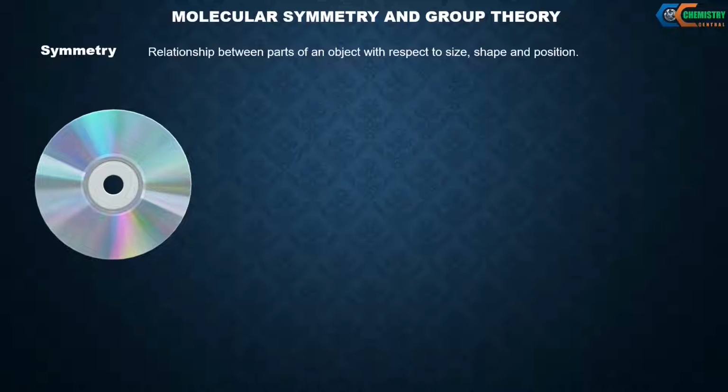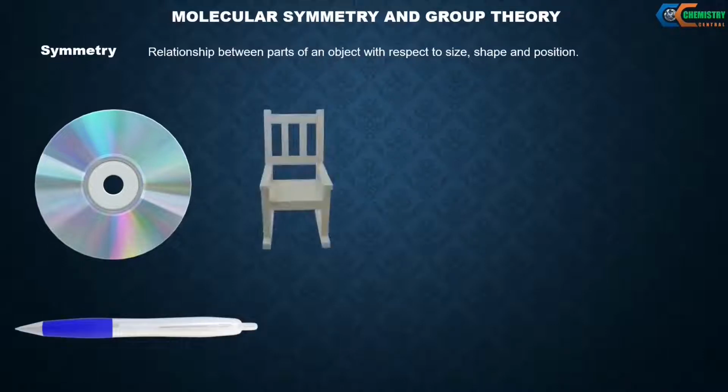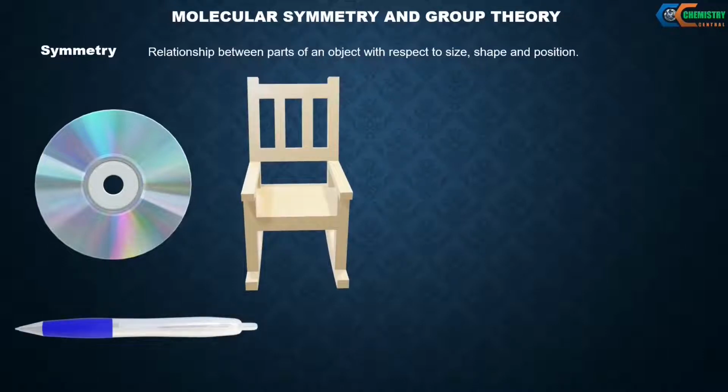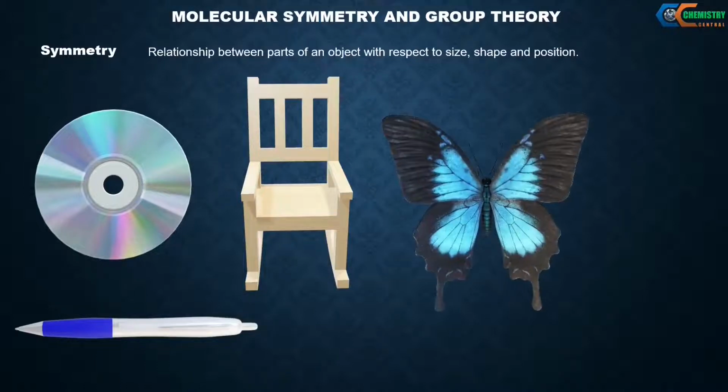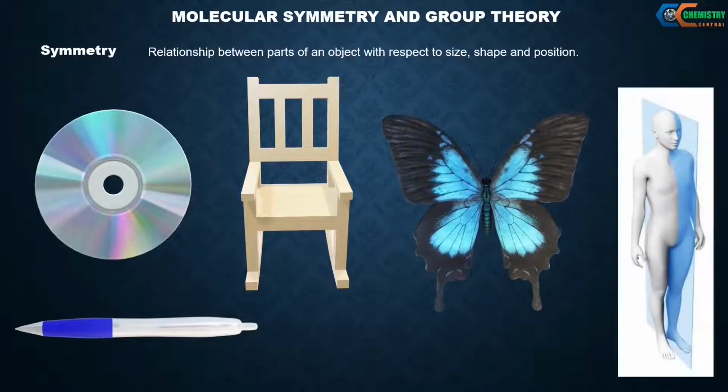The examples of symmetry are found all around us. It can be found in man-made objects like a pen, a chair, or may be present in natural things like a butterfly or even in humans. In chemistry, molecules also possess these symmetry properties, and the symmetry relationships in their molecular structure provide us the basis for a mathematical theory called group theory.